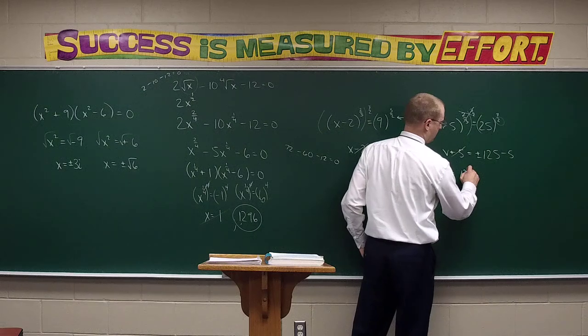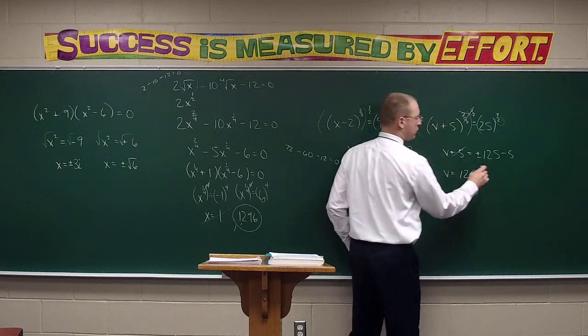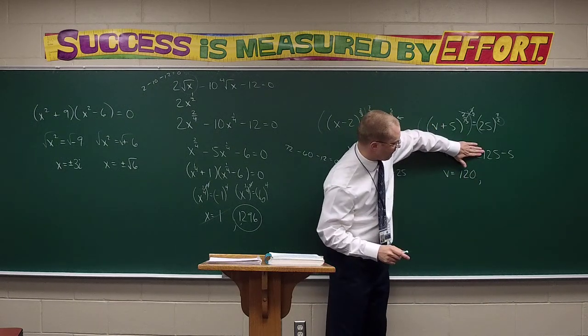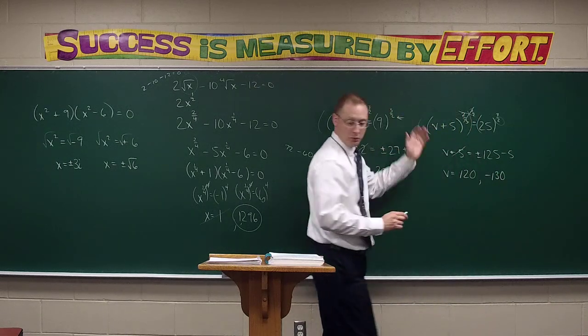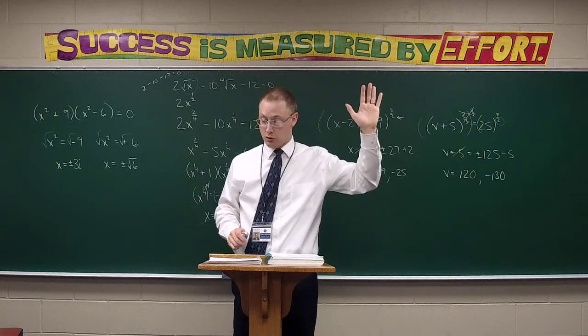130 and 120. Well, you're right on the 120. Careful, negative 125, minus 5. Negative 130. Negative 130. How many had 120 and negative 130 on 22?